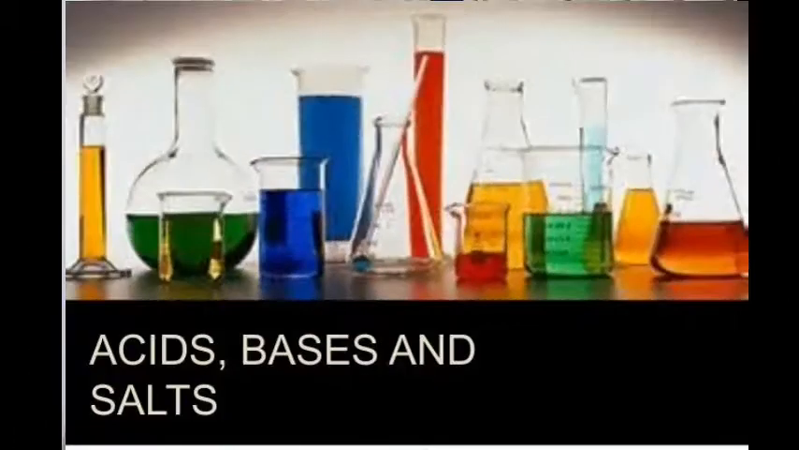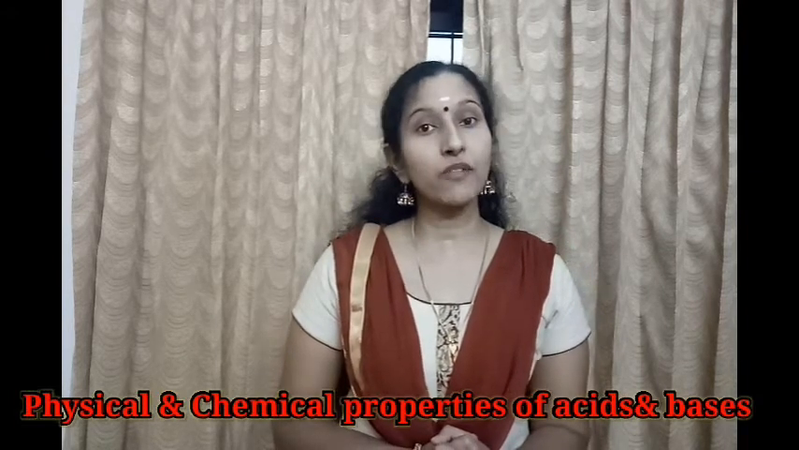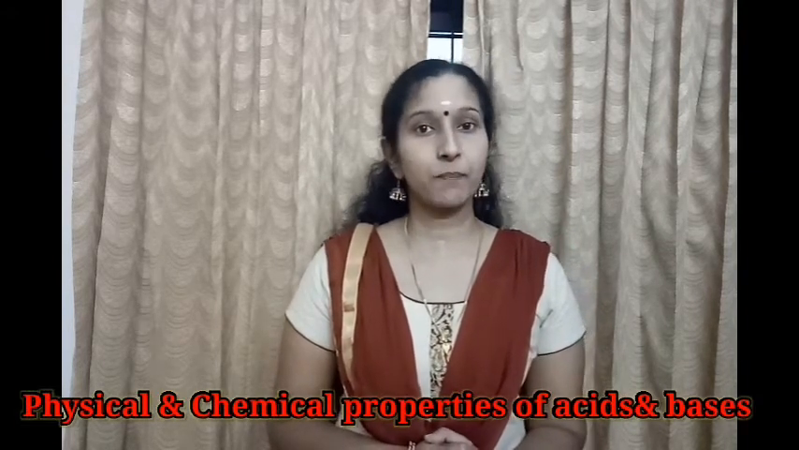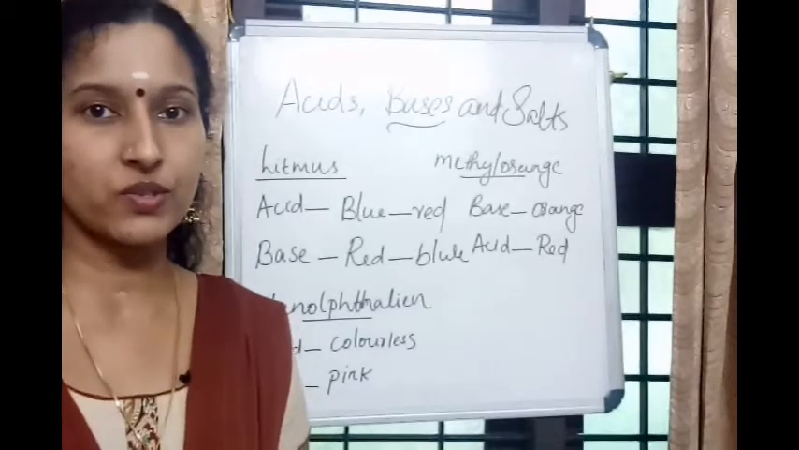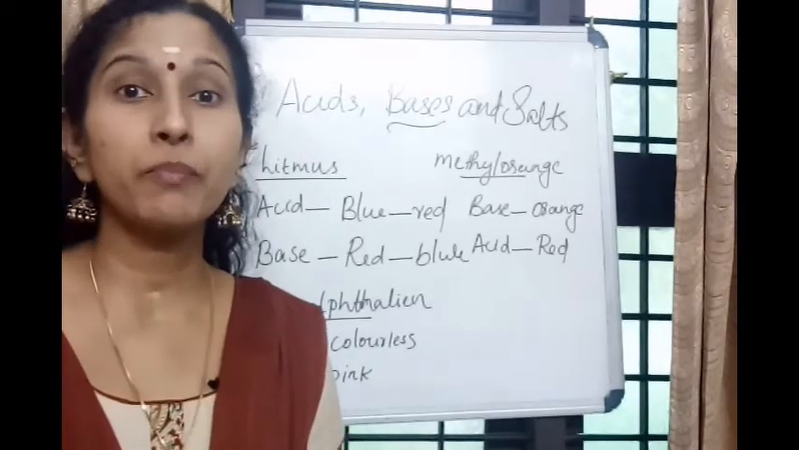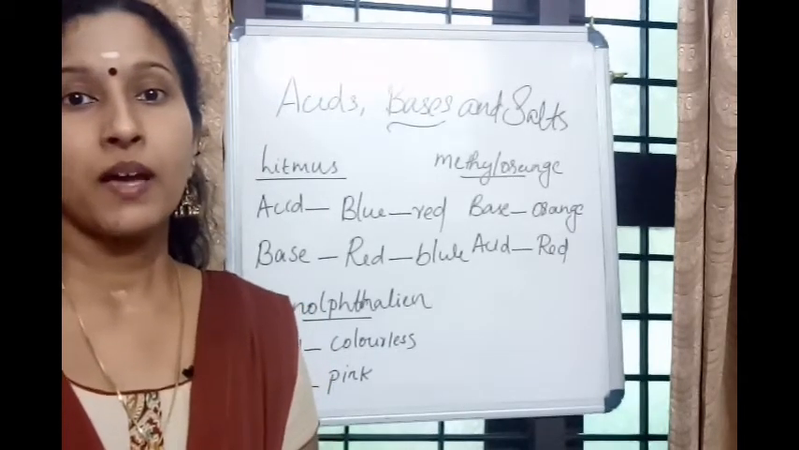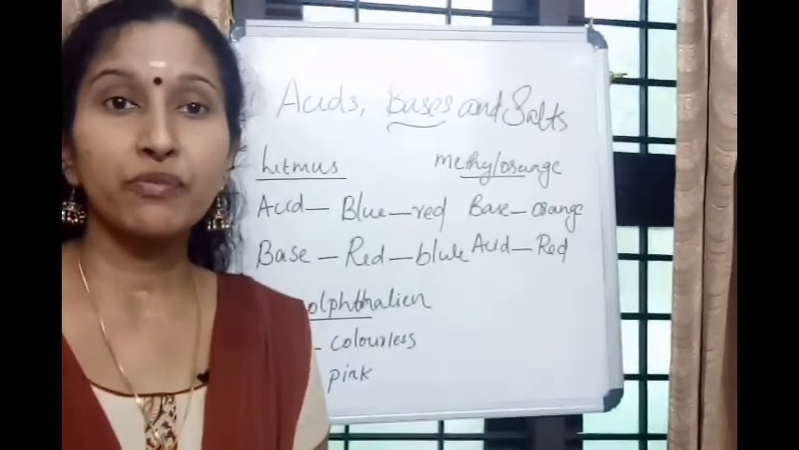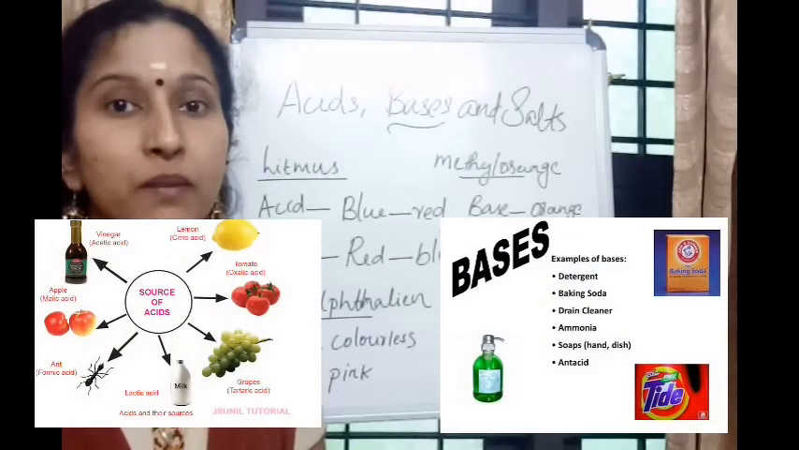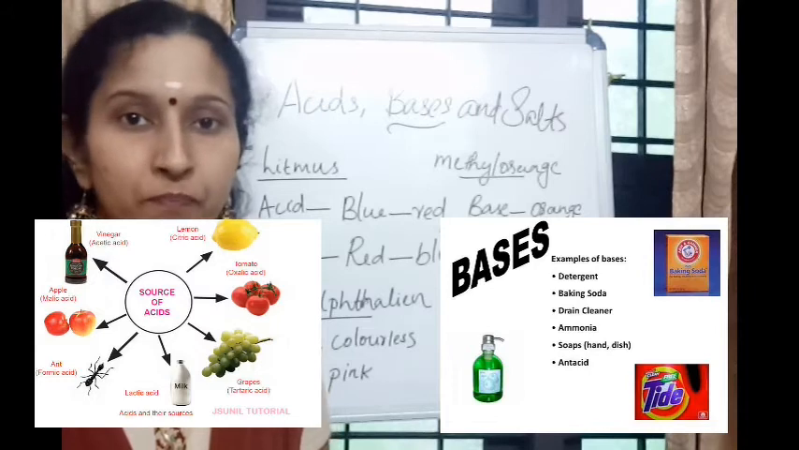Today I am going to discuss with you our second chemistry chapter, acid, base and salts. At the end of today's class, you will learn about physical properties of acid and base and also some chemical properties of acid and base. Let's start our class. You have learned from your previous classes that sour and bitter taste of food is due to the presence of acid and base respectively present in them.